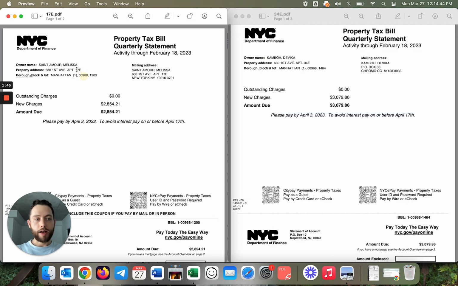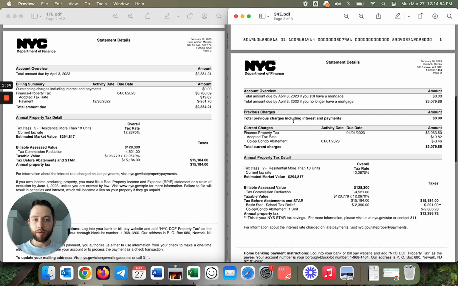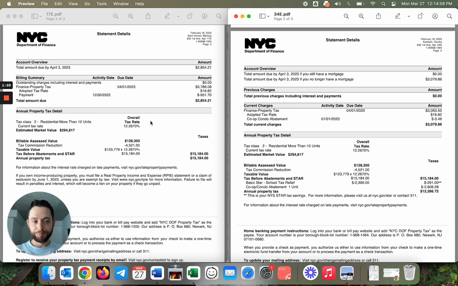So on the left, we have the property tax bill for 17E, and on the right, we have the bill for 34E. Now, let's go ahead and get into it. If you go down to the second page, there's a pretty detailed overview of how the tax is calculated. And the first thing we want to do is just see what the taxes are before any sort of abatement or adjustment is taking place. And you can see here that both of these are in fact the same. So something else is going on here. The taxes are not higher outright for the lower floor unit.